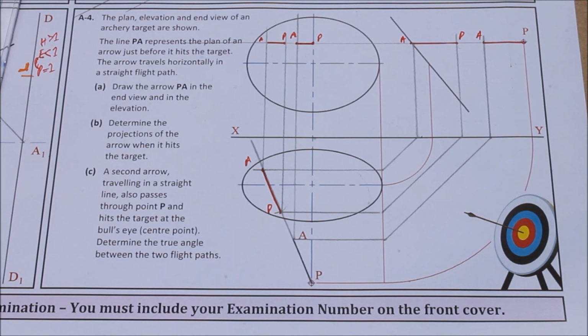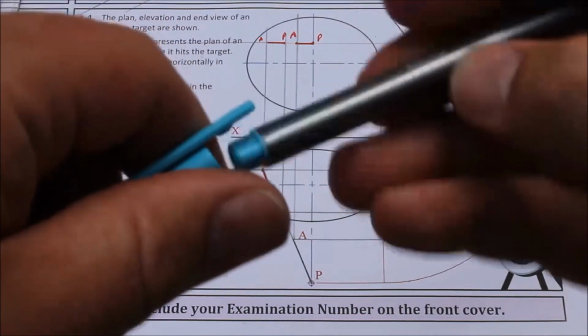Determine the projections of the arrow when it hits the target. Lastly then is C. The second arrow travelling in a straight line also passes through point P and hits the target at the bullseye, which is the center point. Determine the true angle between the two flight paths. So first things first, let's try marking now. It doesn't give you a length, it just gives you the flight path, and we're just getting the angle between them. So I'll put in the flight path in blue maybe.